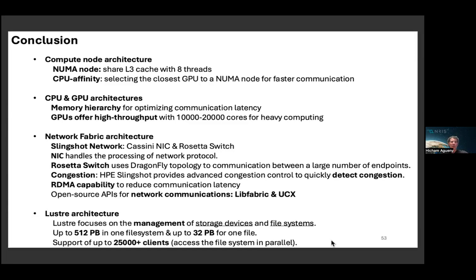We also talked about libfabric and use cases briefly, and we mentioned that if a system offers both protocols, it's wise to benchmark both protocols to get better performance. And also we talked briefly about the Lustre architecture, a software platform to manage storage devices and file systems. One of the capabilities of Lustre is that it scales up to more than 25,000 clients with a capacity of 512 terabytes of storage.